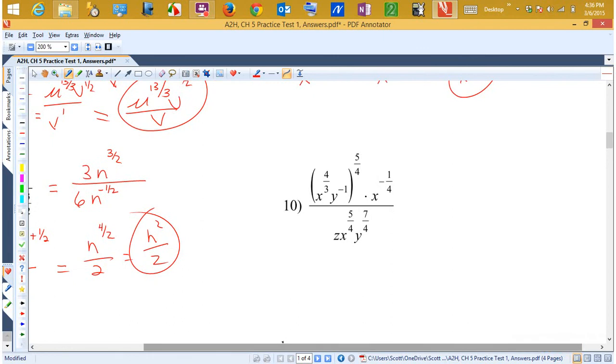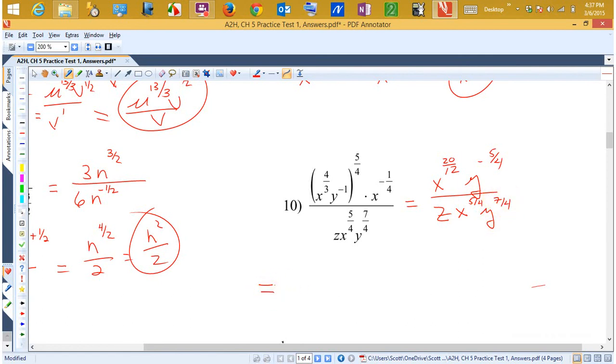Okay, so let's go ahead and distribute the 5/4 in, so that's going to be a multiplication. So that's going to be x to the 20/12. 4 times 5 is 20. 3 times 4 is 12. Now the negative 1, that'd be y to the negative 5/4. And my denominator would have a z, x to the 5/4, y to the 7/4.